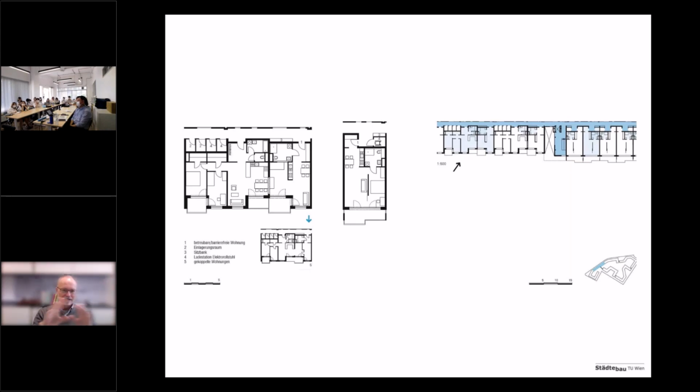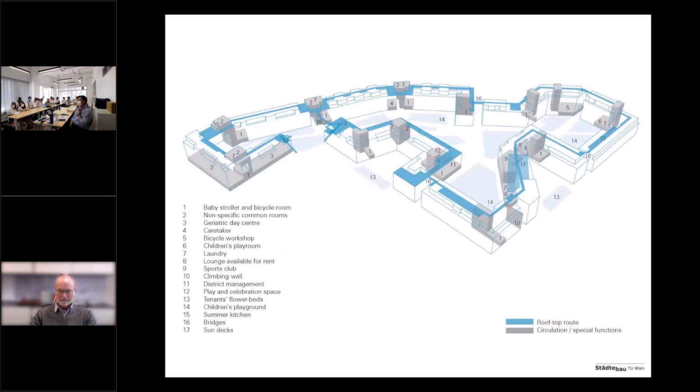This is just to give you an idea of how residential buildings look nowadays. In this case, they have a corridor which makes the apartments accessible. You can combine apartments. Usually you have apartments for families, for singles, so different sizes. You have apartments for handicapped people and so on. There is a huge variety of floor plans within one project.